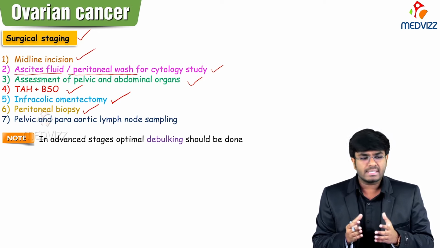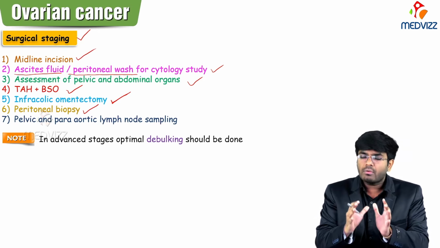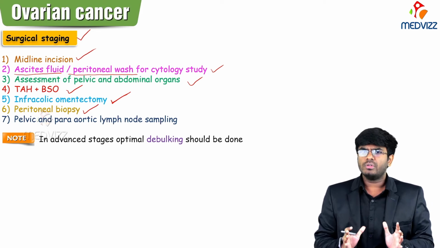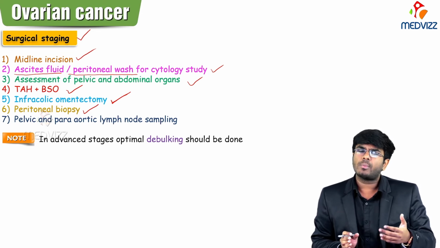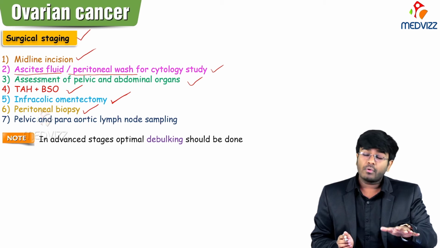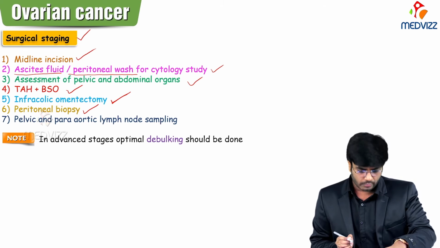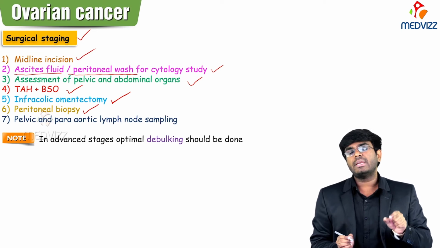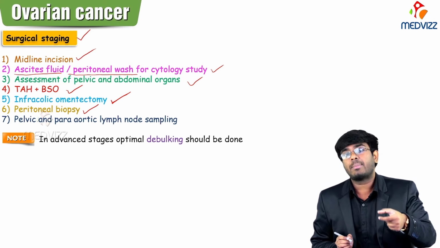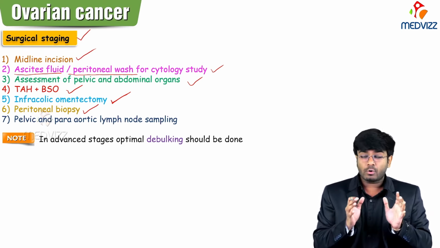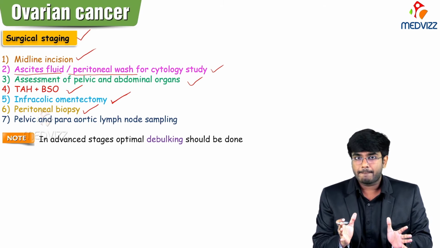But in those cases where you cannot see anything and only the ovaries are affected, you just want to confirm that there is no micrometastasis. So to confirm that, we are doing this ascitic fluid collection. We are doing this infracolic omentectomy to know whether metastasis has happened to the omentum or not. Why? Because the omentum is the most commonly affected.